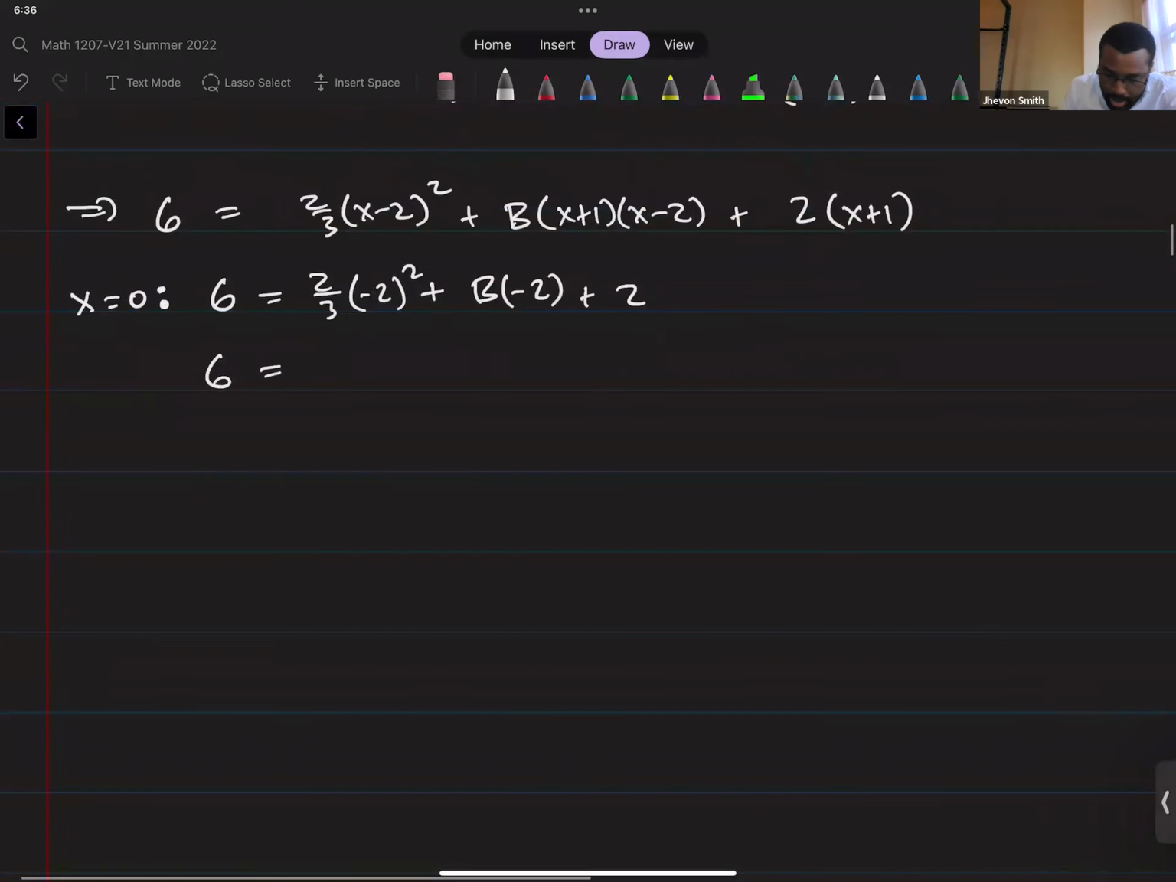So then I have 6 is equal to 8/3 minus 2b plus 2. And now I just have an equation with b. I can solve for that b.